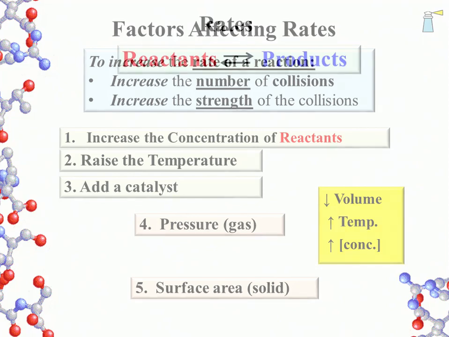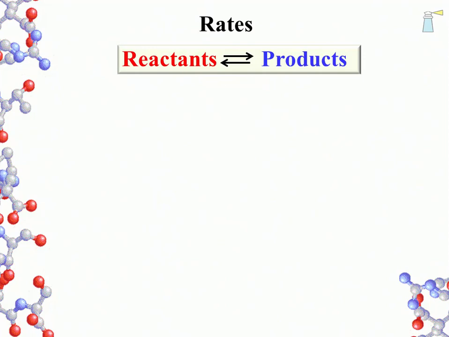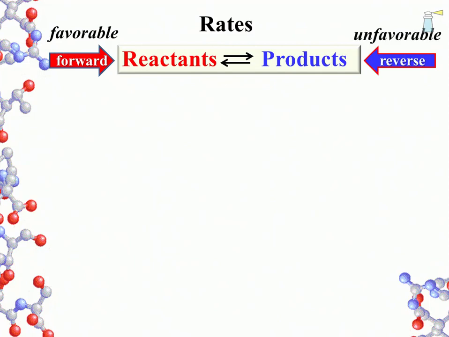All right, it's time to focus on rates themselves. Consider a reversible reaction. For demonstration purposes, we will say that the reactants forming products is the forward reaction and is favorable. Products reforming reactants is a reverse reaction and unfavorable. A way to demonstrate favorability is to alter the size of the reaction arrows. Instead of two equal size arrows, a large arrow is used for the favorable direction, and a small arrow is used for the unfavorable direction.